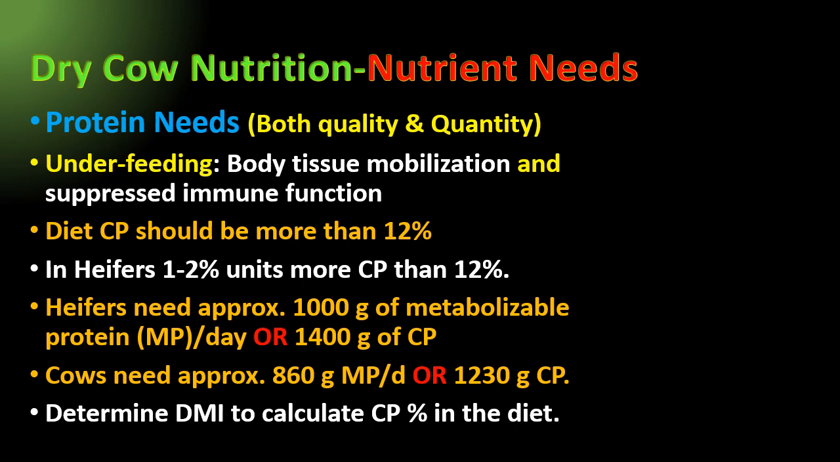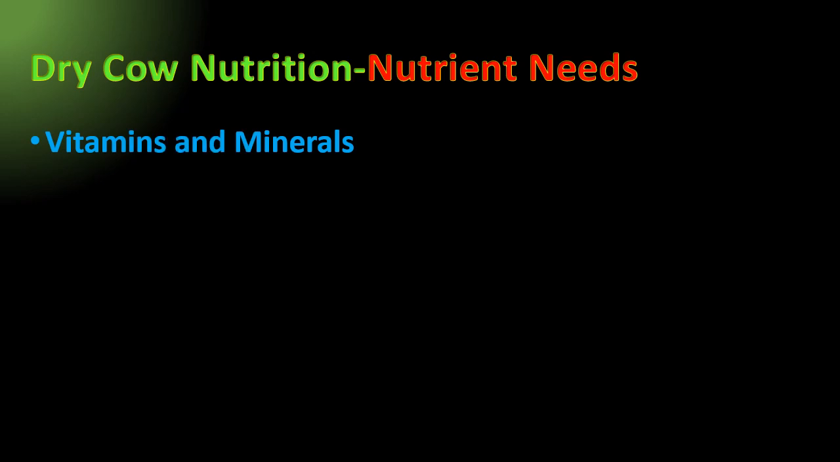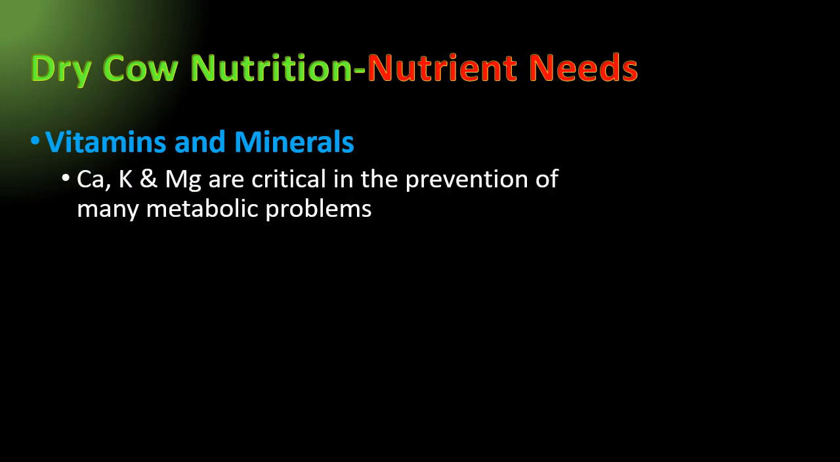It is best to make the calculations of the dry matter intake, and then the CP level should be adjusted and calculated accordingly. Vitamins and minerals: we have to provide a sufficient amount of minerals and vitamins to the dry cow because they are required for the proper health of the animal and to develop the immune system of the animal. So calcium, magnesium, potassium are critical in the prevention of metabolic problems that can occur after calving.